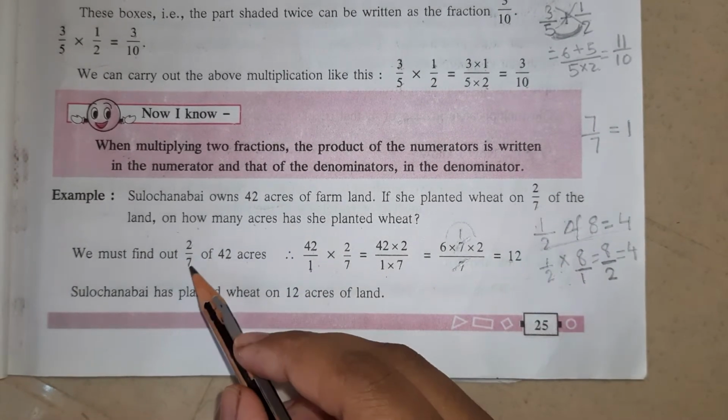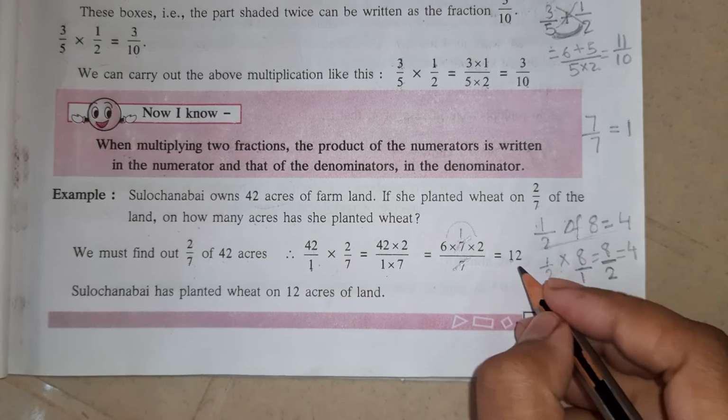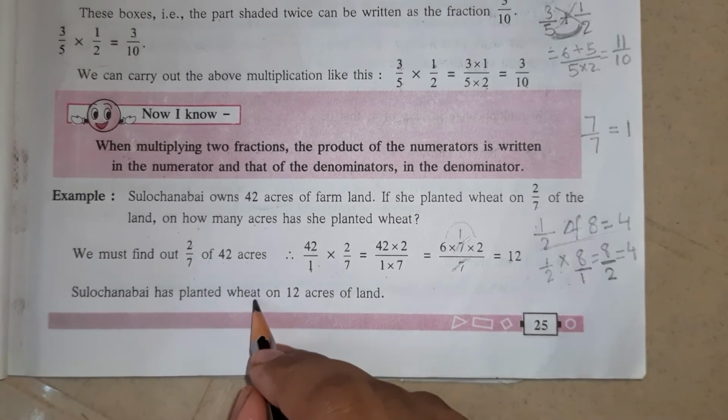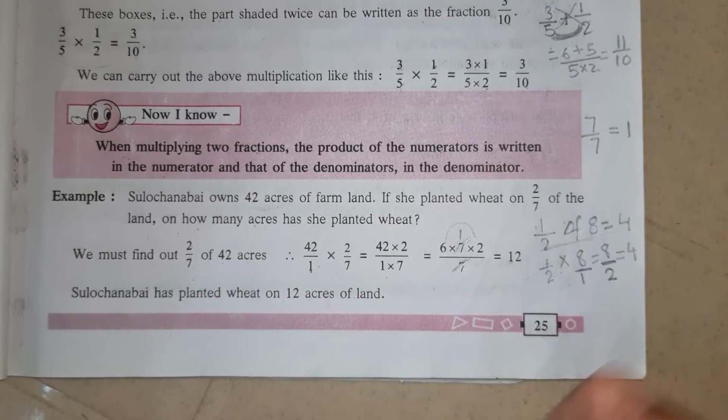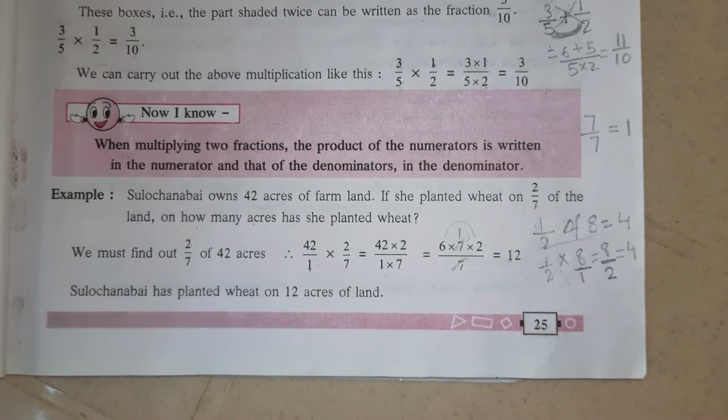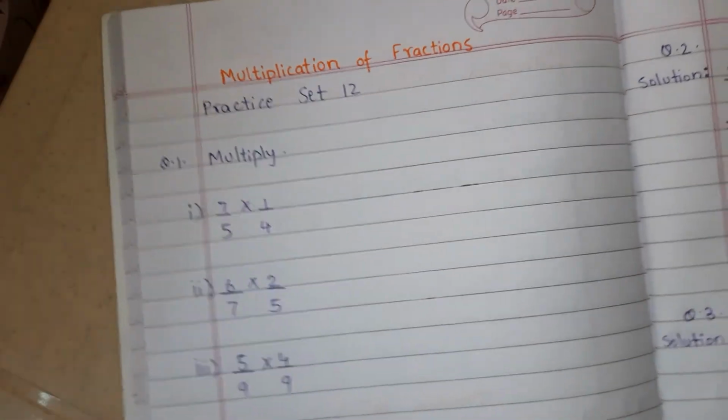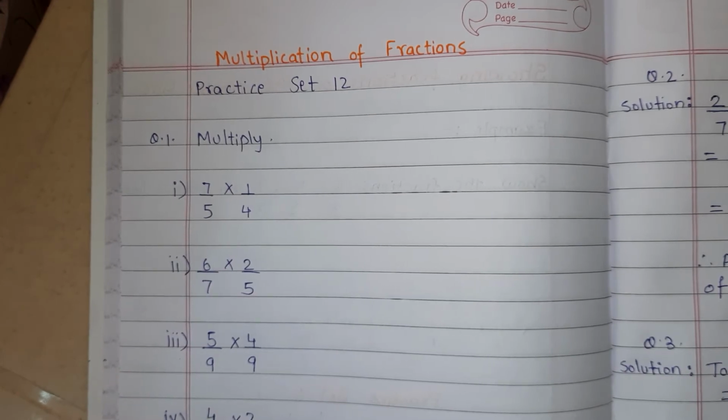Means 2 upon 7 of 42 is 12. So she planted wheat on 12 acres of land. Now we are going to begin with our practice set 12. And we will see how to solve the questions.